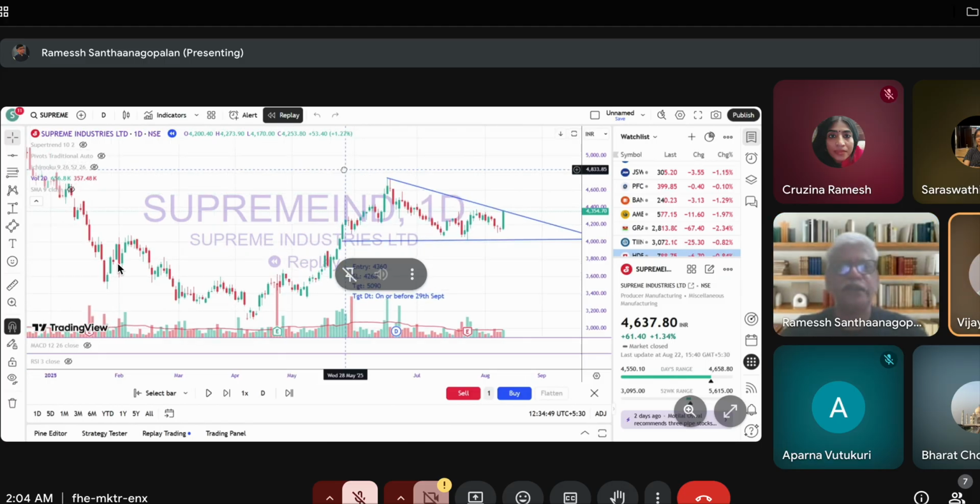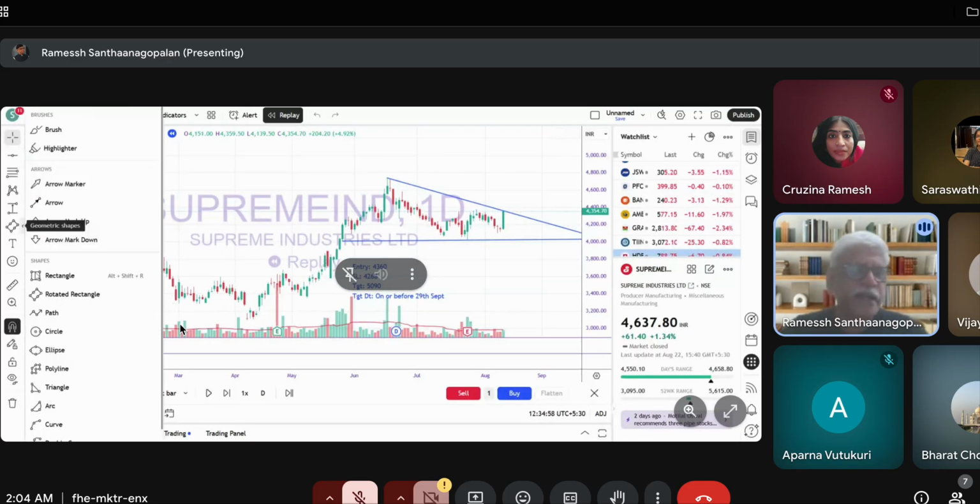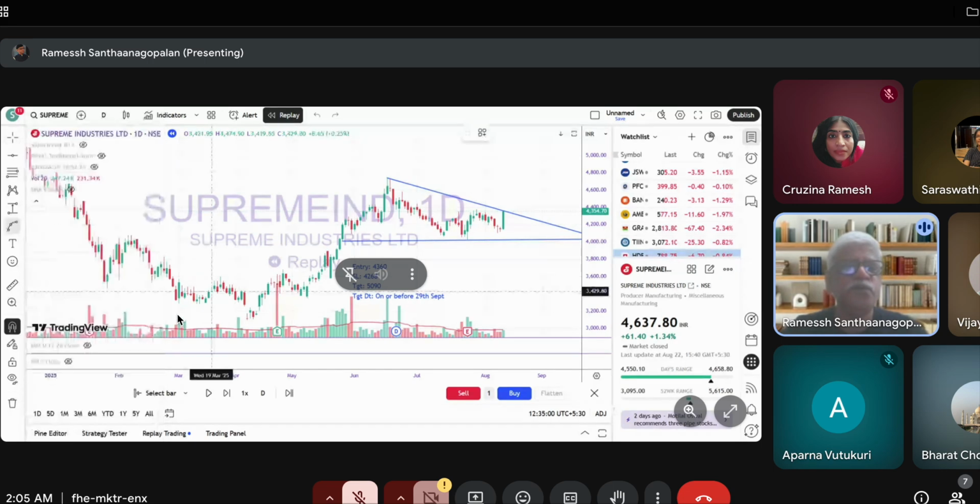Triangle. Triangle I have drawn here. Other than triangle, there is some shape. Now, look, I just go here and I will draw something and then you can tell me. Okay.